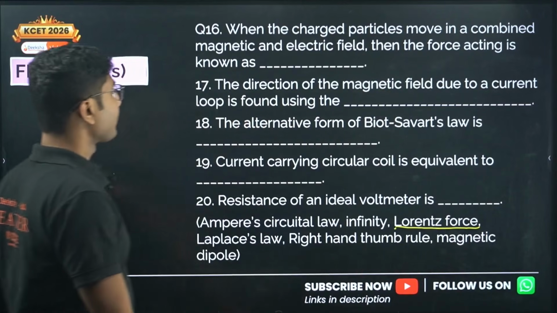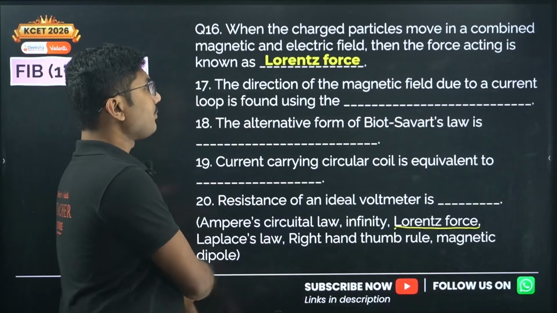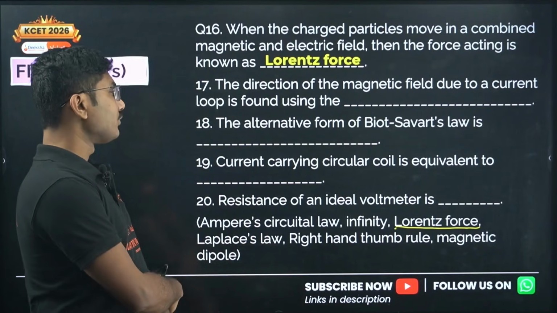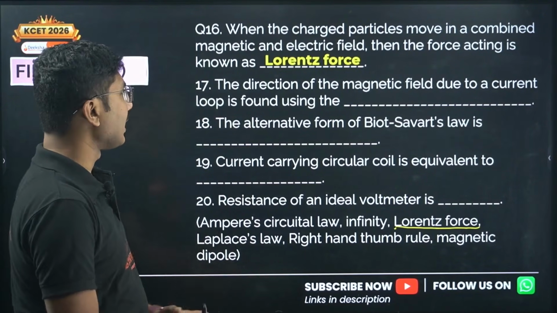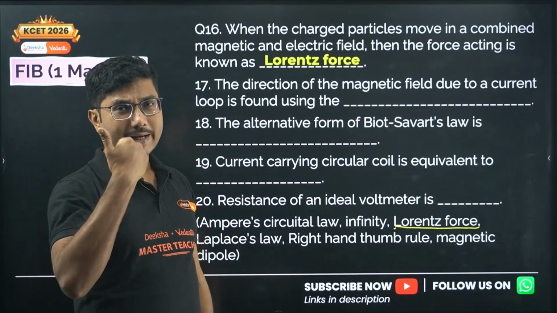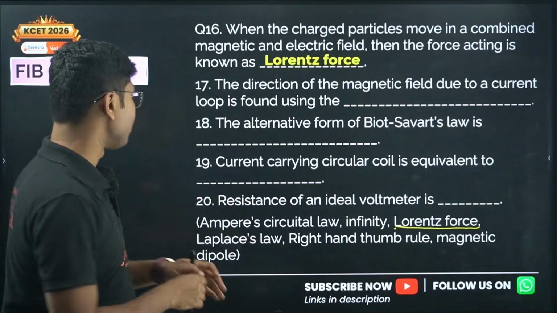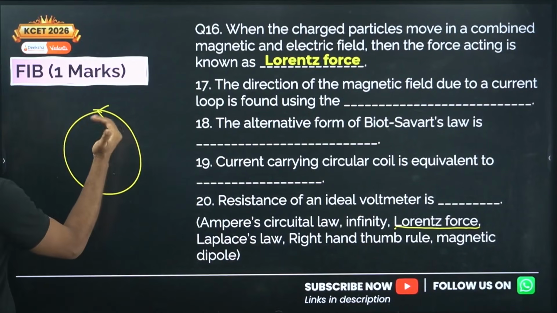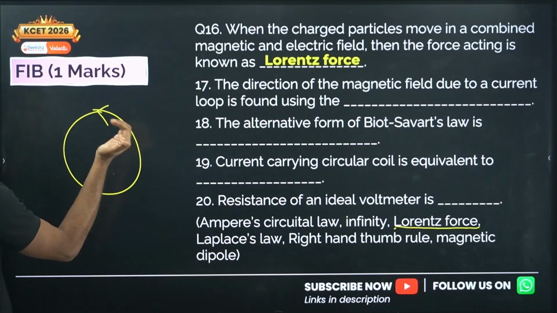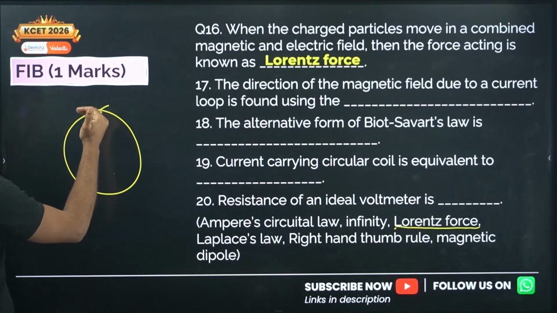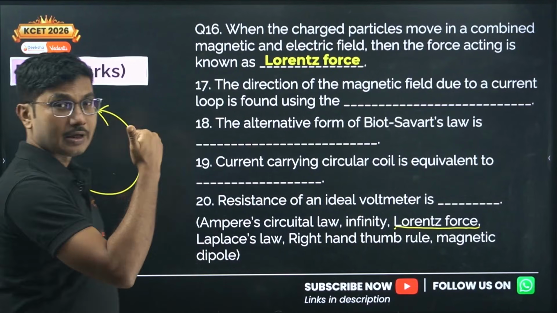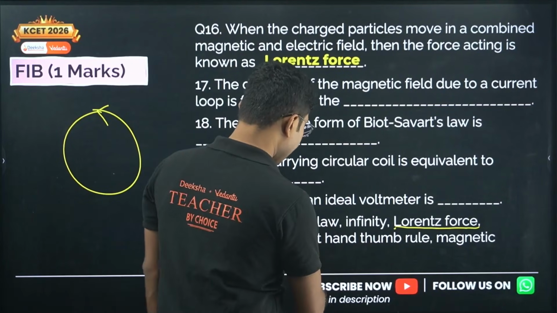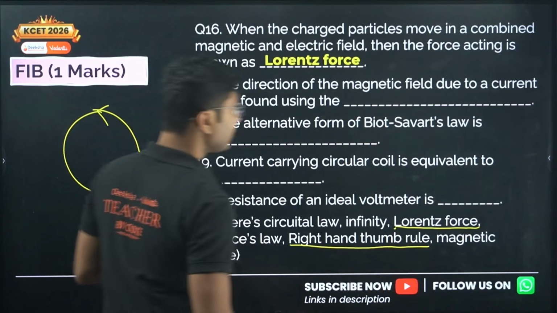Let's see the answer. Yes, the direction of the magnetic field due to a current loop is found using the, so direction of magnetic field due to a current loop is found using the right hand thumb rule. It is called right hand thumb rule. So if this is a current carrying loop and the direction is given by this, then how can you find the direction of magnetic field? Curl your fingers in the direction of current, then your thumb will point towards the magnetic field. So this is called right hand thumb rule. Let's see where it is. Right hand thumb rule, this is the answer.